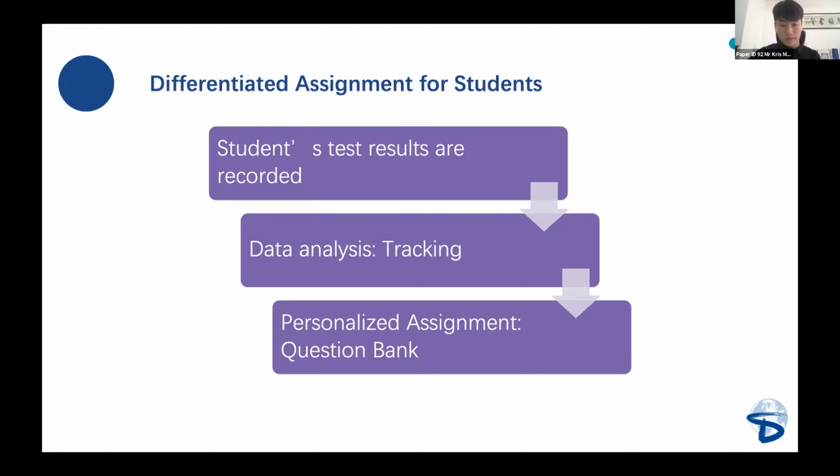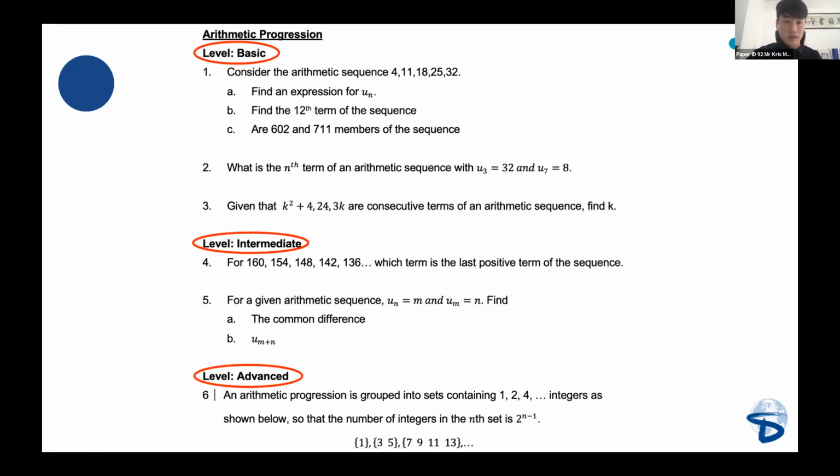Then we're going to create some personal assignments from our question bank. Next will be some examples. In our question bank, the questions are categorized into different levels, so-called basic, intermediate, and advanced. If we find out a student is struggling to learn a certain chapter and didn't do well in the chapter test, we'll generate questions from the basic level. Again, if students already have a good command of the knowledge of this chapter, then we'll create some materials from the advanced level.